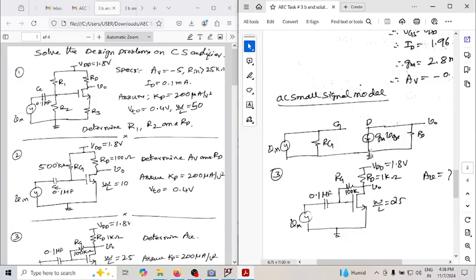And between drain and source it's gm into VGS. So this is what VGS is here. And you have an RD from drain to ground. So that's the small signal model.